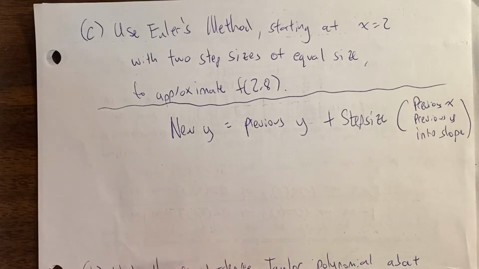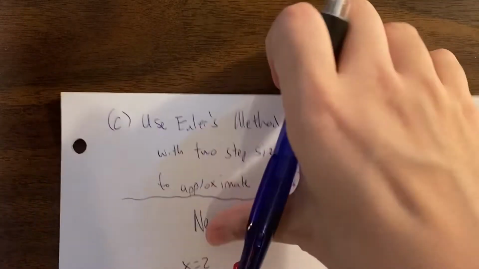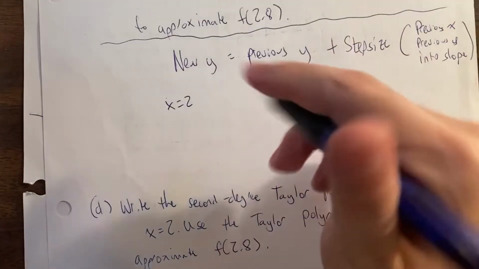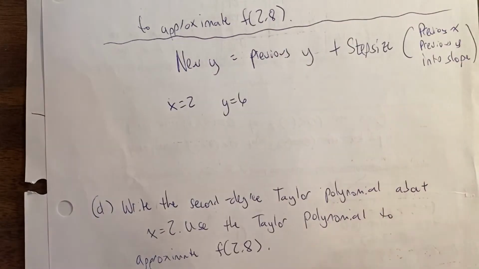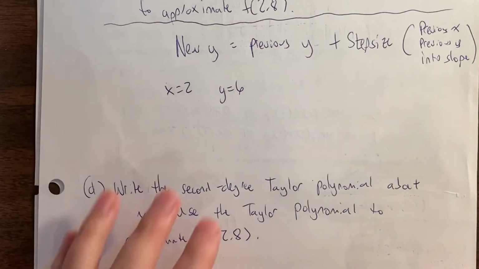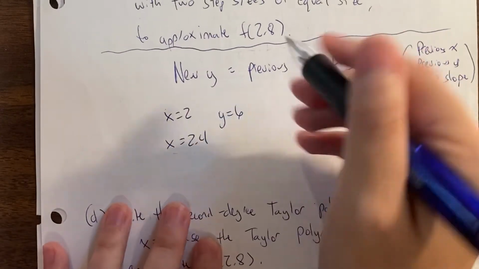So let's do this right now. I like to write out my original point, x is equal to 2. Again, the original point has to be given. It was 2, 6. We're doing two step sizes. So one problem that people do is they do Euler's too much. But the first one we are going to approximate is 2.4. And then the second one is going to be 2.8.